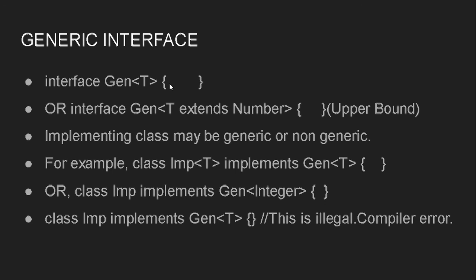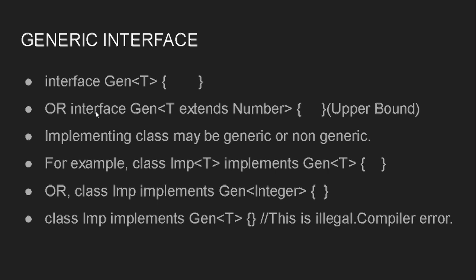Okay, so how to define a generic interface? It is very simple. You just need to define interface, then after that you need to write Gen. Gen is the name of the interface. You can write whatsoever you want here. Then you open the angular bracket, and then you write the type parameter. So this is a generic interface.